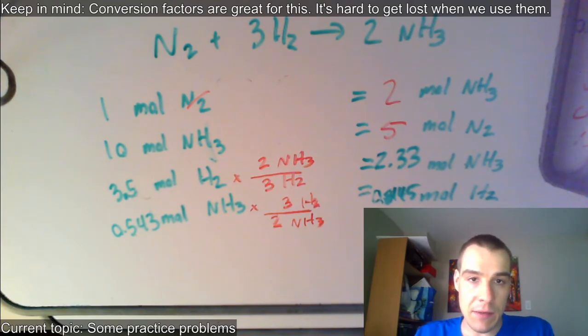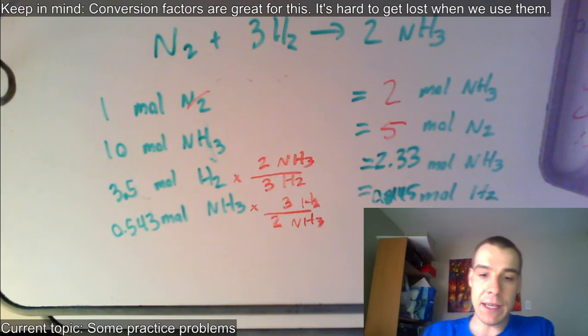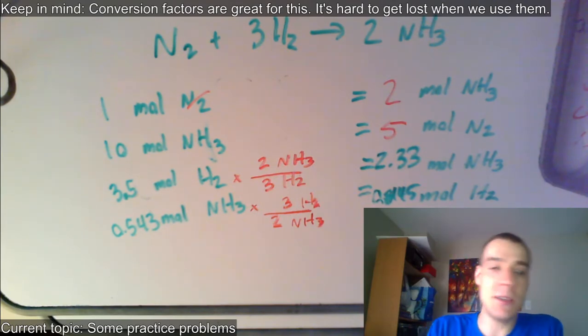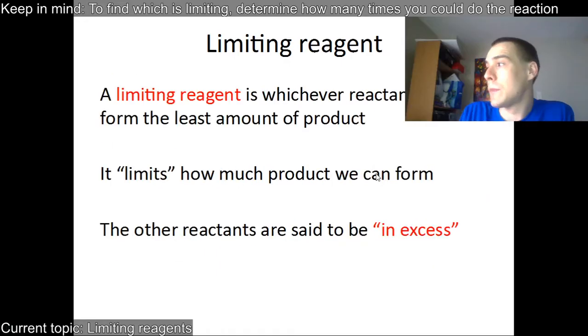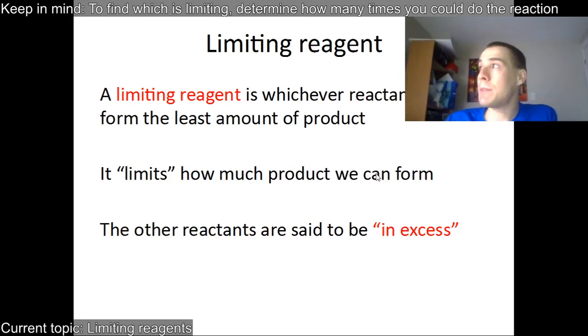One thing, we're going to finish this off with one last piece, which is limiting reagents. We're going to talk about limiting reagents quickly and how the mole ratio can help us figure it out. A limiting reagent is something that limits how much product we can form, and other reactants are going to be in excess.